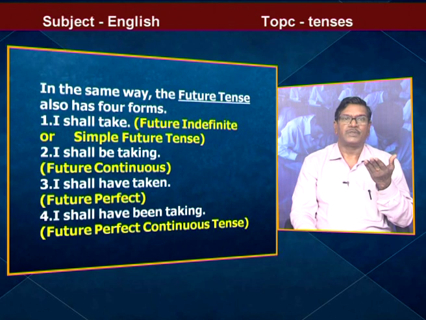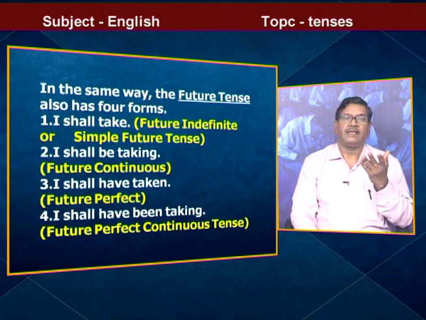In future tense also we have got 4 forms. What are they? Future indefinite or simple future, future continuous, future perfect, future perfect continuous. What are the forms? I shall take. Take is the main verb. Framing sentences in different tenses. I shall take. Shall is the helping verb, or will, shall or will.